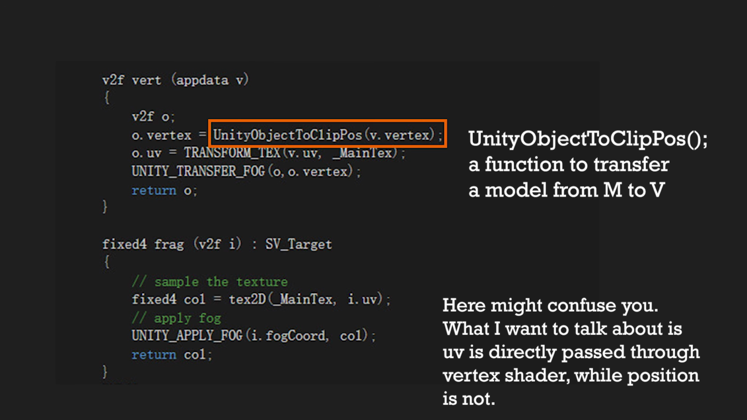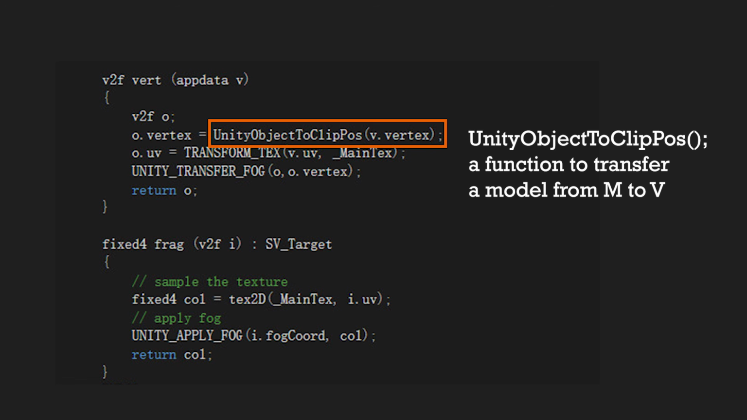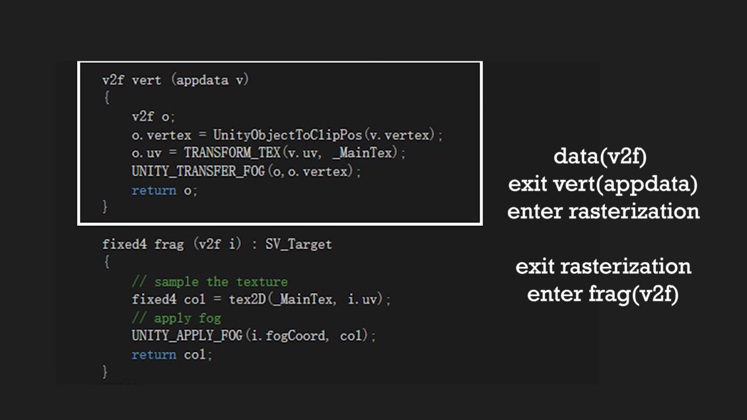What is the effect of such a function? I once said a word in the first video called MVP, that is, through three matrix transformations, a 3D object could be displayed on a 2D screen. The function here is to convert the coordinates of the game object into coordinates relative to the camera. After all the variables are processed, the data of this v2f type will be returned. This data will enter the fragment shader below and be processed.